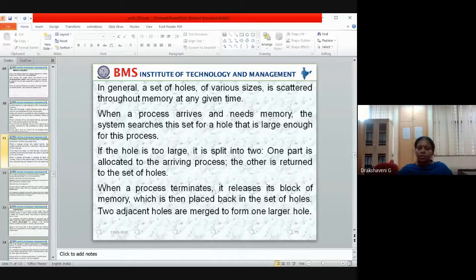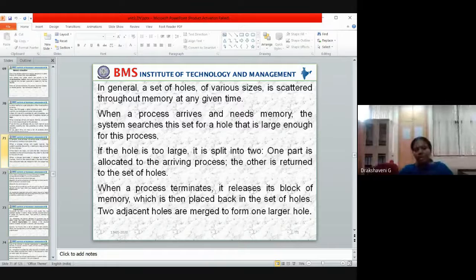So for any classroom, we have two doors, one for entry and one for exit. That means if a huge number of people are coming at one time, a single door is not sufficient. The same way here also, two things are done: one part for allocating for the arriving process, and one more part for the returning one.